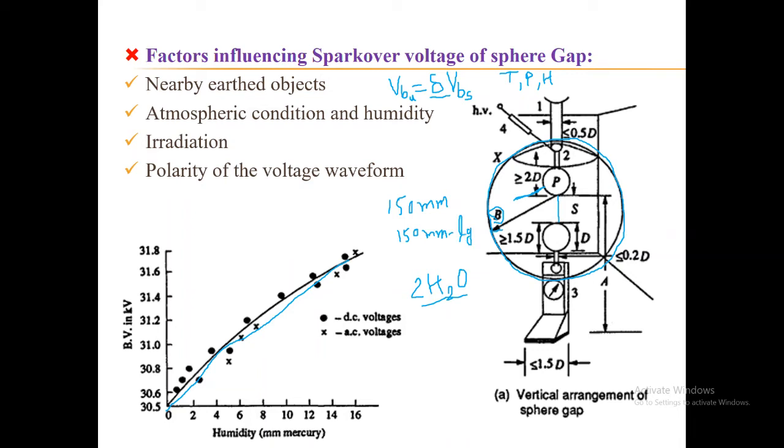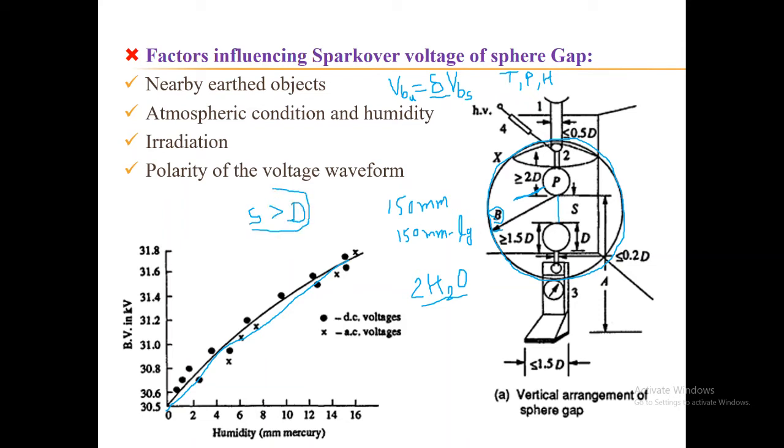Uniform gap means that the value of the ionizing coefficient remains the same at all points. As an effect, the electric field intensity or the potential gradient at all points between the two spheres remains the same. So in that circumstance, even if I change the polarity, there is no change in the breakdown voltage value. But in case of the non-uniform field gap, the spacing S is greater than the diameter of the two spheres.